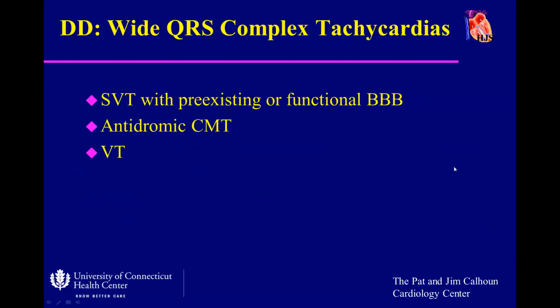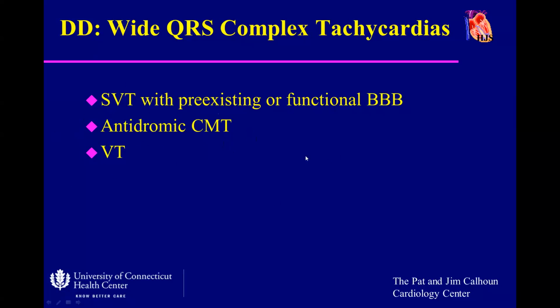So, if you have a wide complex tachycardia, there are only 3 differential diagnoses. It could be SVT with pre-existing or functional bundle branch block. And if it's a bundle branch block, it should look like a typical right or a typical left bundle branch block, okay? You could have antidromic circus movement tachycardia over an accessory pathway. This is very difficult to diagnose and differentiate from ventricular tachycardia because it can look exactly the same as the basal origin of a ventricular tachycardia.